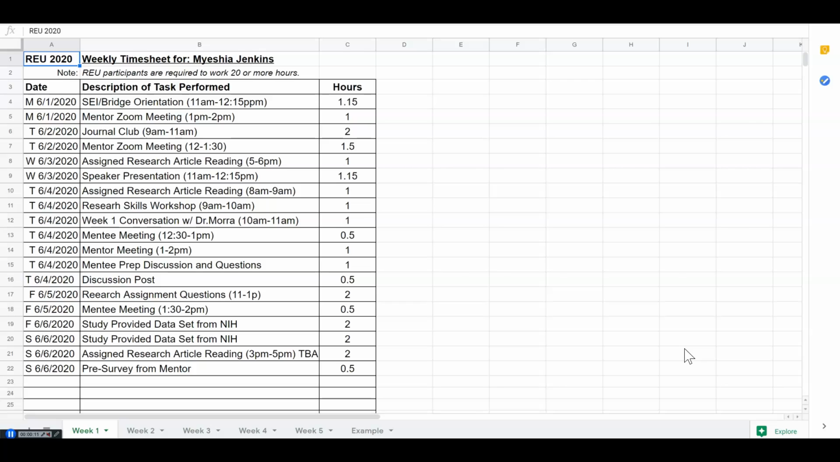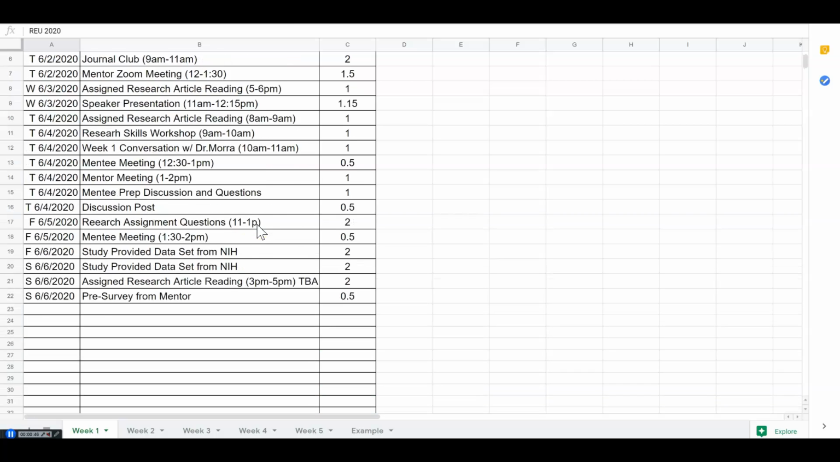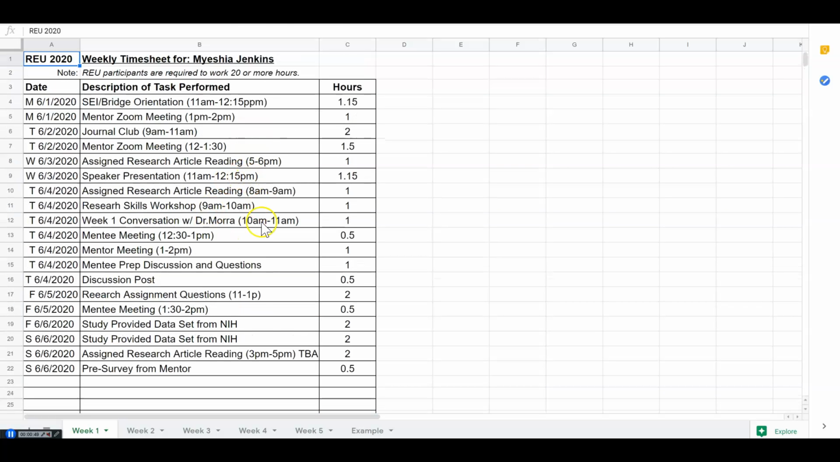So, for example, this is an example of a timesheet, and notice that I have a note that says RAU participants are required to work 20 or more hours. So make sure that you are complying with the number of hours per week that you are supposed to be working. And that should be indicated at the bottom where it says total hours. So if you are in the green, you are good. If you see red though, you're not good. You need to ensure that you are working at least 20 hours per week.